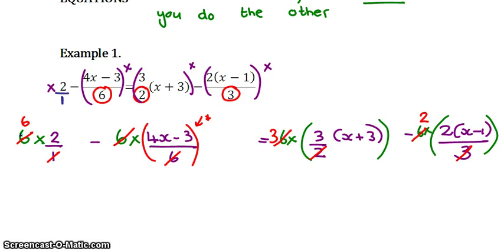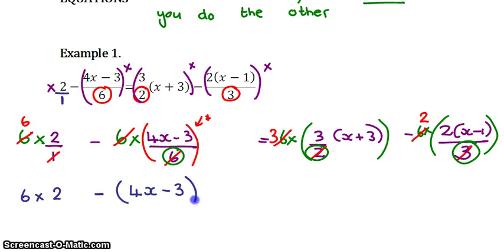Now that's why we multiply by the lowest common denominator, because it means that each of these denominators will divide into it, which means all of those fractions can become no longer fractions. So what am I left with? I'm left here with 6 times 2 minus, well, this 6 cancelled. So I'm simply left with 4x minus 3. Now look how important those brackets were. If I didn't have those brackets, then I'm only minusing the 4x.